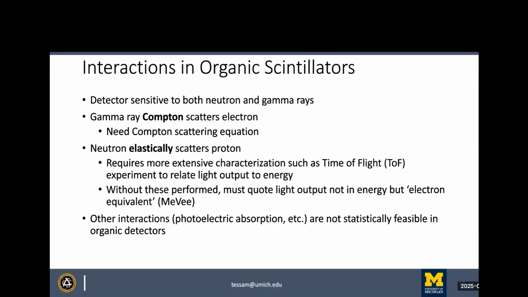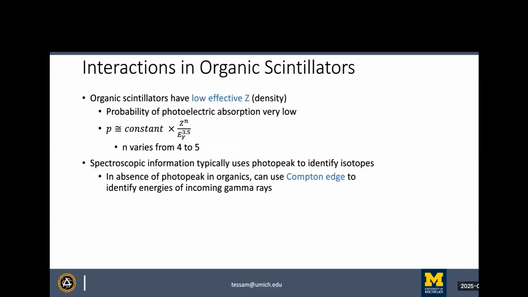There are other interactions that can happen in scintillators, but these aren't really feasible with organics because they're not high enough in Z value. The probability of photoelectric absorption is very low because the electron cloud is much less dense in those low Z elements. The probability you can see is proportional to Z to the n, between 4 and 5, over the energy of the gamma to the 3.5. So basically, with the energies we're working in, we're not going to get it in our low Z scintillators.